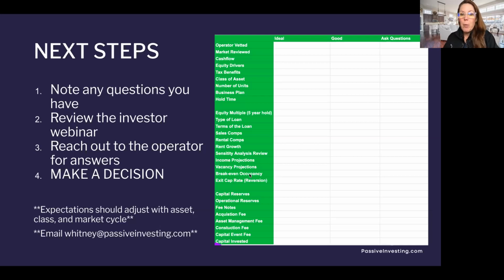We want to make sure all the books are closed for the year, because the last thing you want is for an operator to distribute out extra cash, and all of a sudden at the end of the year there's a big CapEx expense for some reason. Then the operator goes, uh-oh, we don't have enough cash to cover this, and by the way, we need to do a capital call. That's the situation you want to avoid. So that's why we do it that way.